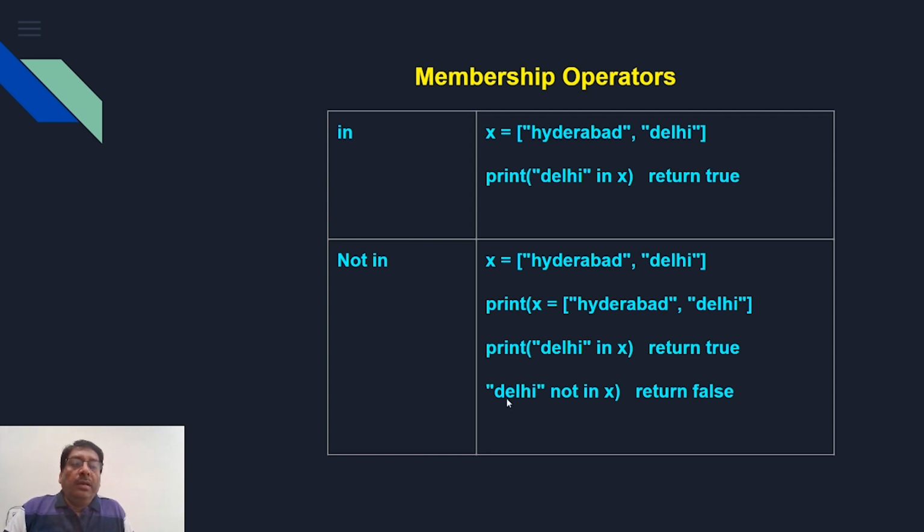Okay, and Delhi not in X. Not in X means whether it is not there in X, so it will return false because Delhi is available in this particular list, and so on. So it is going to check whether this value is present in the list. Then in that case, it will return true. If it is not present in the list, it is going to give a false value.